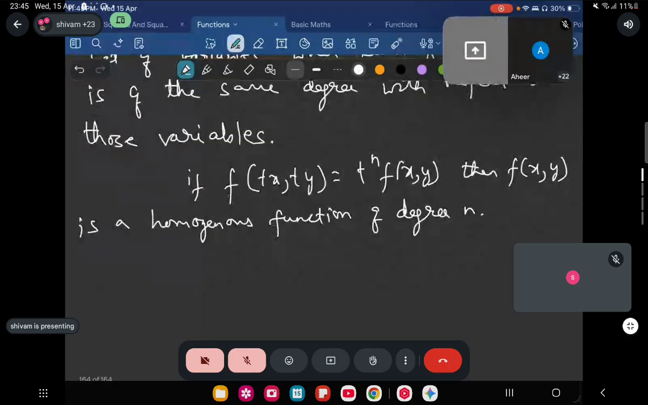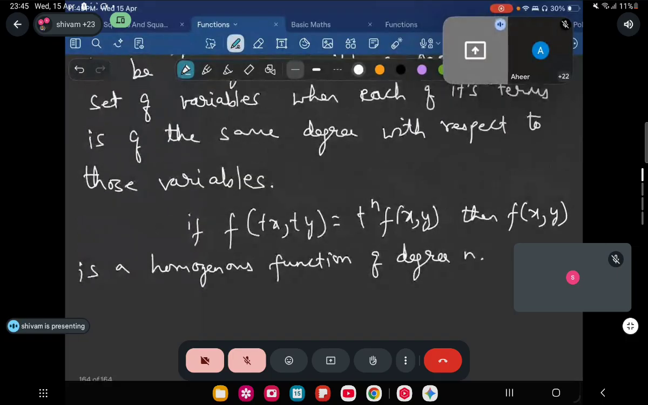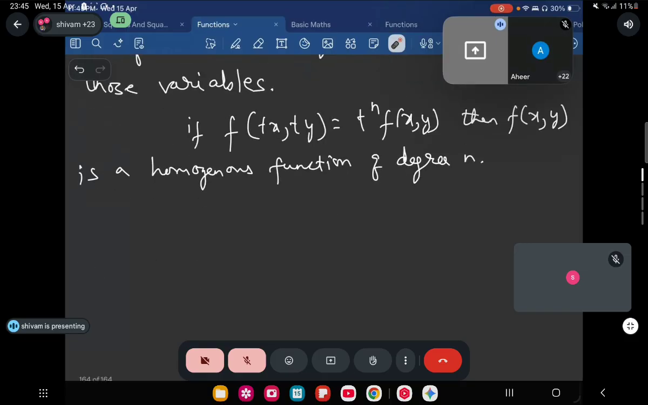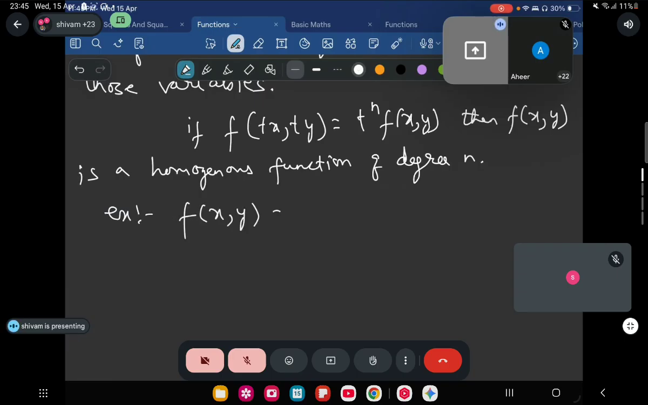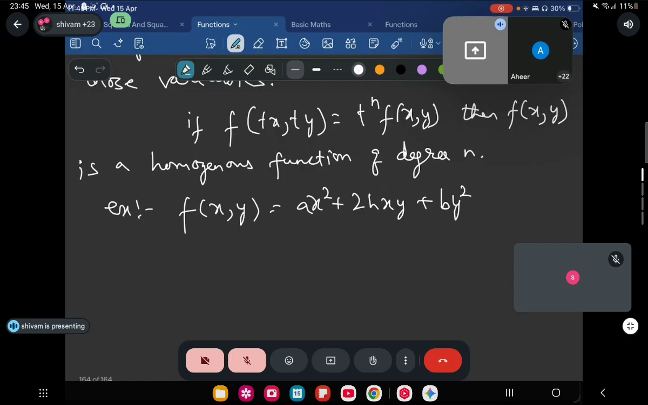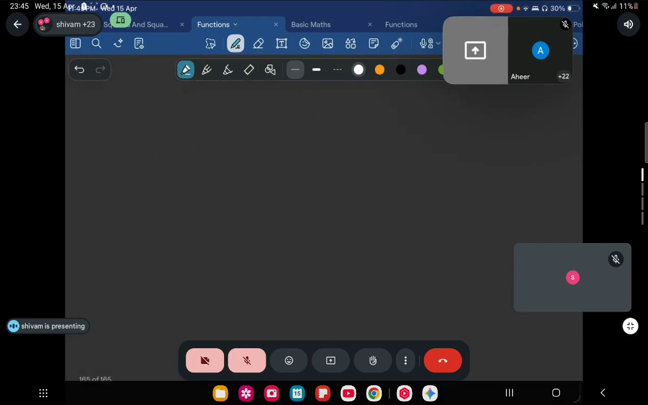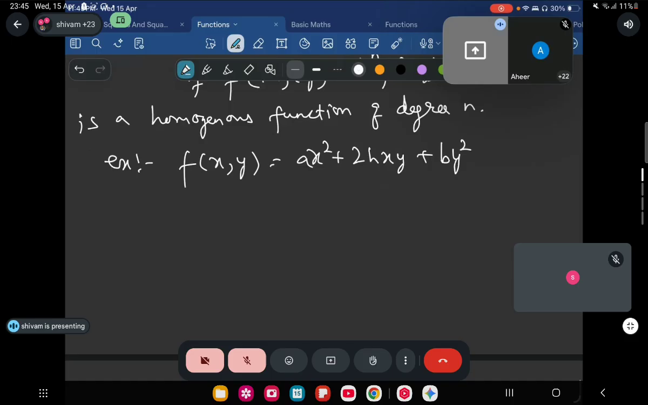Next. Now this thing is required in differential equation, to understand what the degree of the differential equation is. Everyone pay attention. For example, f of x comma y is equal to ax square plus 2hxy plus by square. So everyone tell me, this function is a homogeneous function of what degree? What is the degree of this homogeneous function? 2 degree, right?